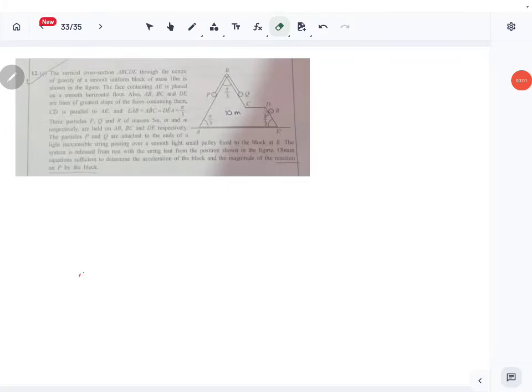Okay, let's look at question number 12, part A of the applied paper, the relative acceleration problem. So this diagram is given. It's a uniform block of mass 10m. It lies on the face containing AE, which is a smooth horizontal floor, so no friction.